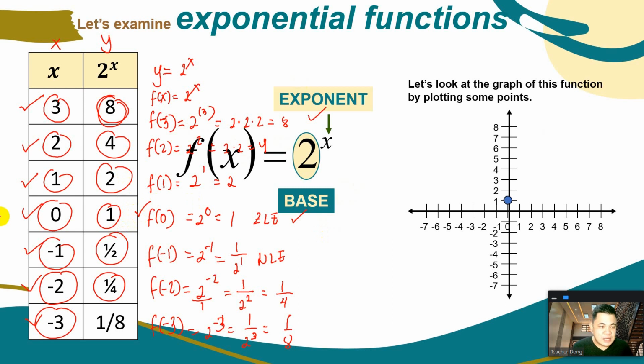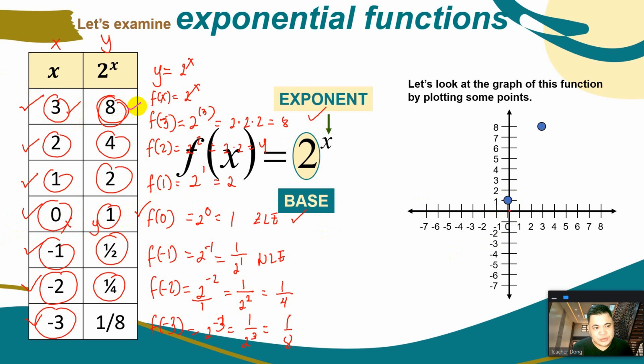We have (0, 1). X is 0, and then y is 1. So we will begin from 0 going up because it's positive 1. So this is now the point. And then followed by (3, 8).